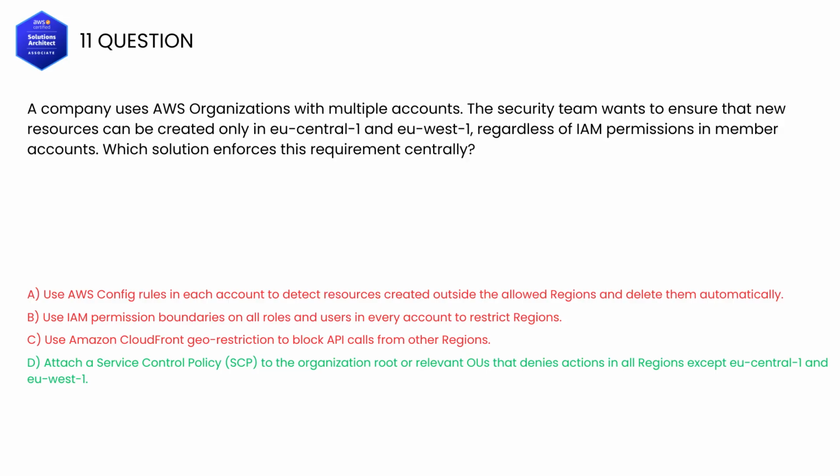And the last one, C option, is incorrect because CloudFront geo-restriction controls content delivery based on viewer location, not AWS API regions. It doesn't prevent users from using AWS APIs in disallowed regions.